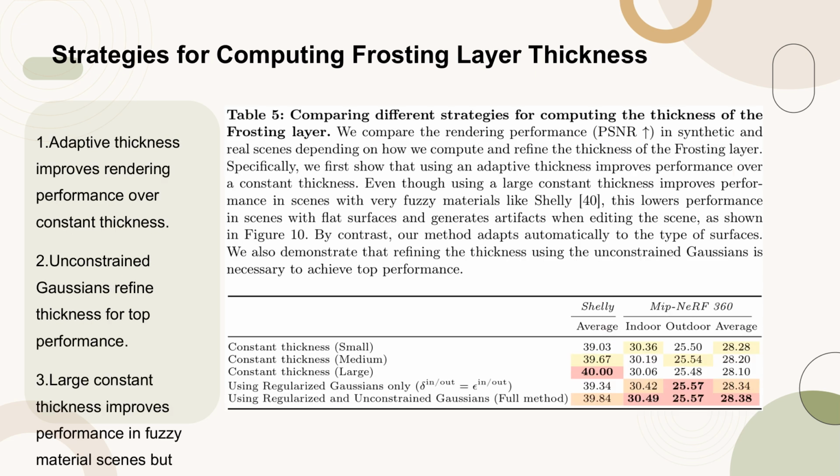Table 5 compares various strategies for determining the thickness of the frosting layer in rendering tasks. The study evaluates the rendering performance, measured by PSNR, in both synthetic and real scenes. Key findings include that an adaptive thickness method outperforms constant thickness methods, especially in scenes with varying surface complexities. Additionally, the use of unconstrained Gaussians in refining the thickness is crucial for achieving optimal performance. The table highlights that while a large constant thickness can enhance performance in scenes with fuzzy materials, it negatively impacts performance in scenes with flat surfaces, leading to artifacts during scene editing.